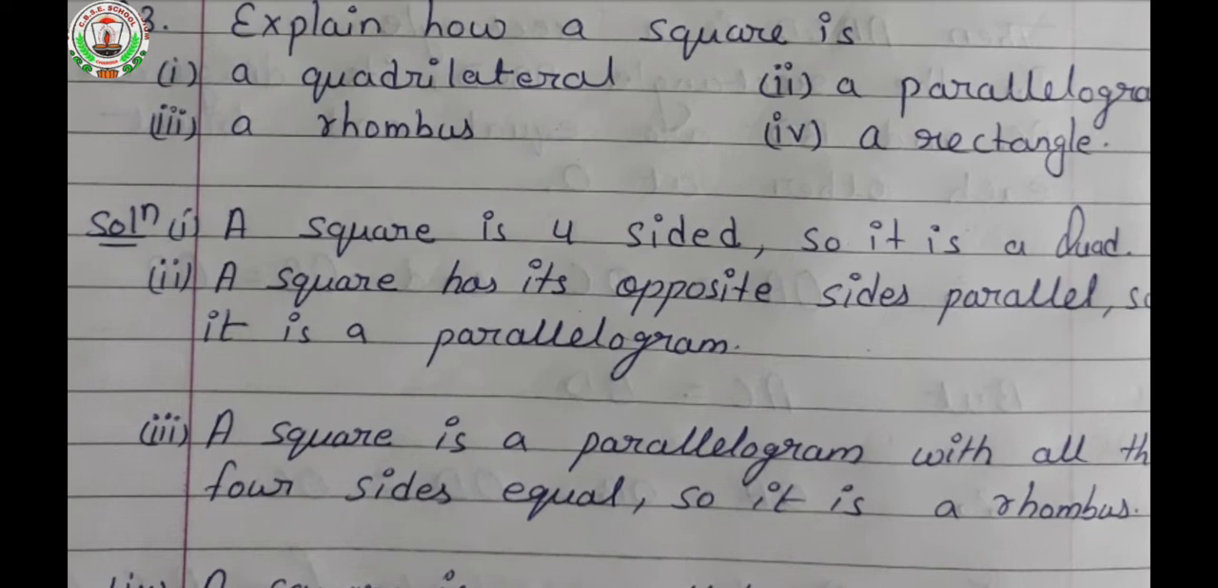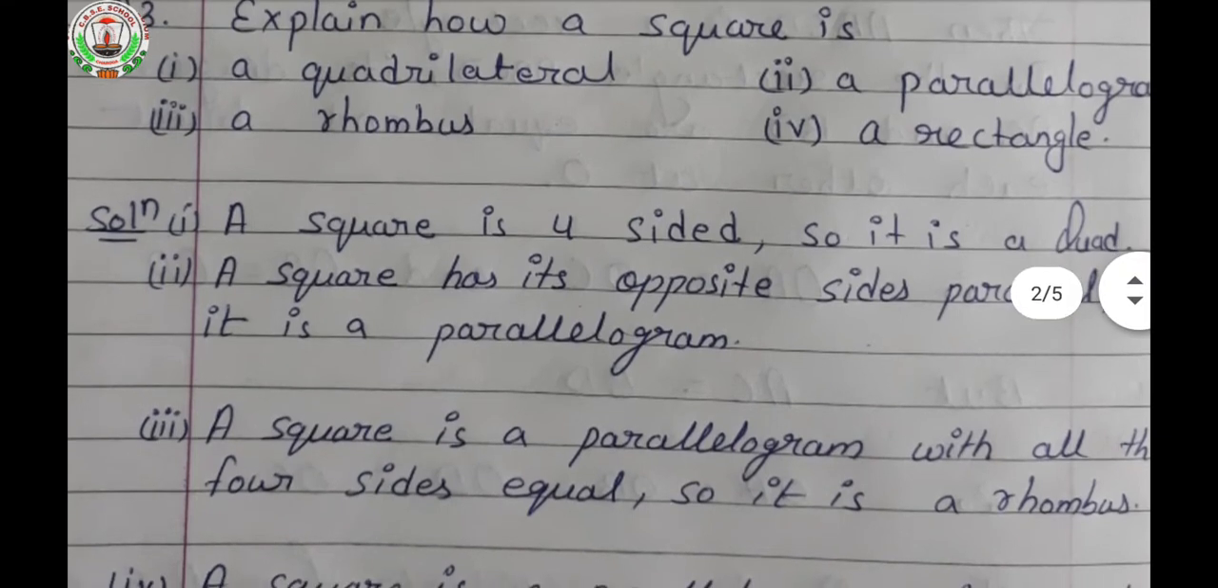So a square can be said to be a parallelogram. Understood, everyone? Now the third part: explain how a square is a rhombus. We have to explain how a square can be a rhombus. Okay. So here, a square is a parallelogram with all four sides equal, isn't it?